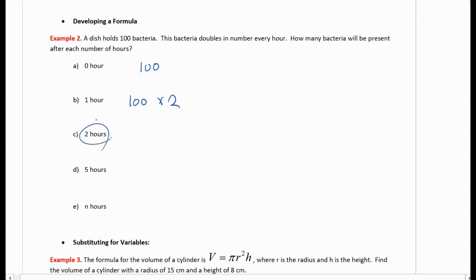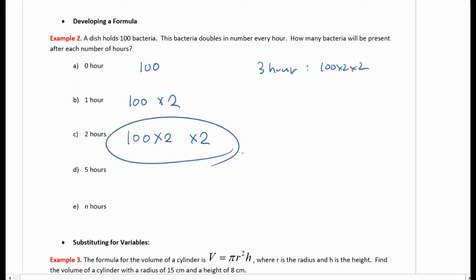After 2 hours, how many bacteria do you have? It's going to double this, so it will be 100 times 2 times 2. Right? And 3 hours, it will be 100 times 2 times 2 times 2, because this amount of bacteria will double, like this.